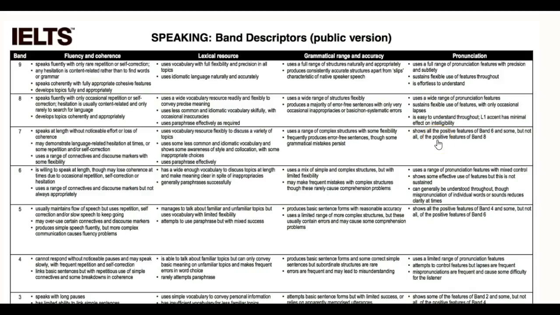Okay? So what's important for us to understand then is some of the 8 and then, of course, some of the 6. Sorry, I meant some of the 6. So, let's look at the 6. You use a range of pronunciation features with mixed control. So in other words, you're using all those things that I talked about, but maybe not consistently 100%. Again, it says pretty much the same thing. It's not sustained, so you can do it, but you can't do it throughout the entire speaking exam. You can generally be understood throughout, but occasionally you might mispronounce some words or sounds.